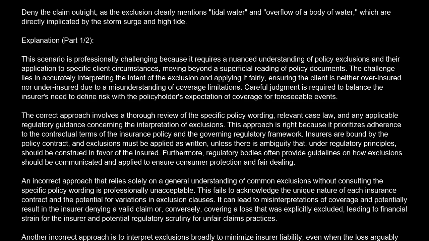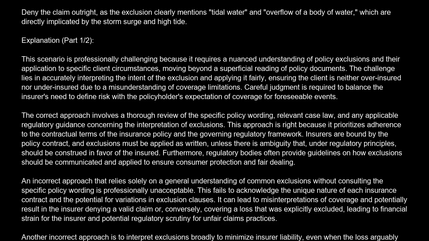This approach is right because it prioritizes adherence to the contractual terms of the insurance policy and the governing regulatory framework. Insurers are bound by the policy contract, and exclusions must be applied as written, unless there is ambiguity that, under regulatory principles, should be construed in favor of the insured. Furthermore, regulatory bodies often provide guidelines on how exclusions should be communicated and applied to ensure consumer protection and fair dealing.